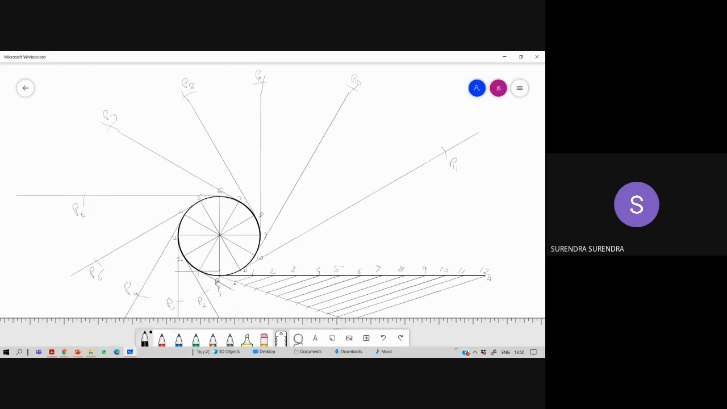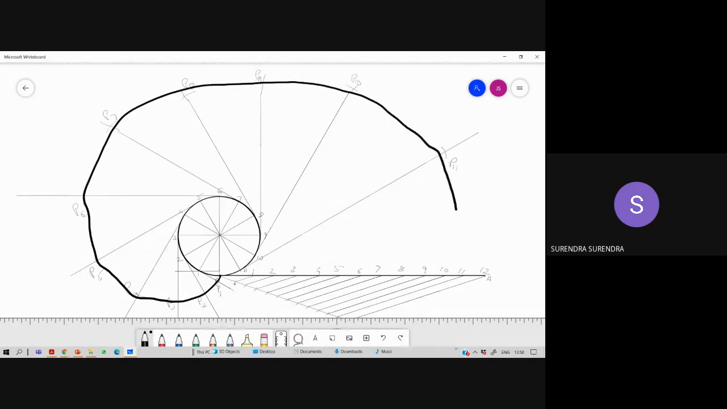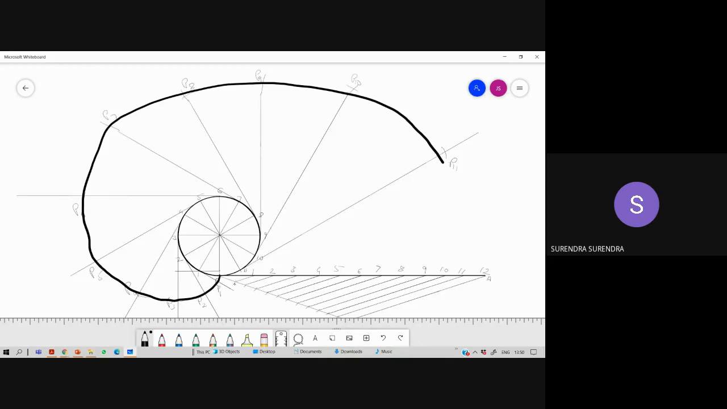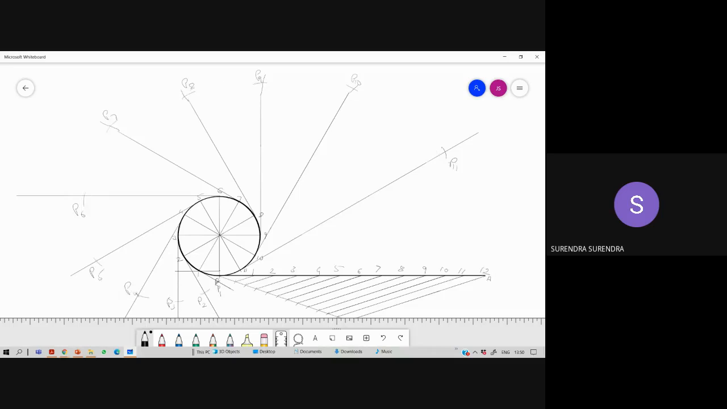P, passing through P1, P2, P3, P4, P5, P6, P7, P8, P9, P10, P11, and finally it should end up at E. I'm drawing again, starting from P, passing through P1, P2, P3, P4, P5, P6, P7, P8, P9, P10, P11, and finally it should end up at E. So actually it has gone some zigzag way.